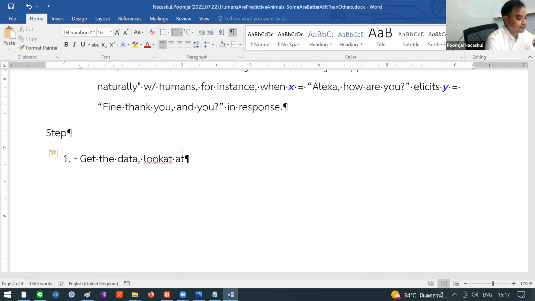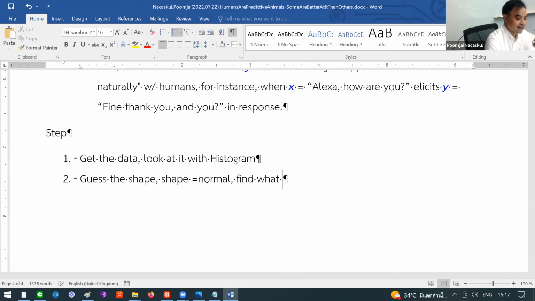Look at it with a histogram. Okay. Guess the shape. Say the shape is normal. Then you find out what the parameter for that is. In other words, you do 2 steps.